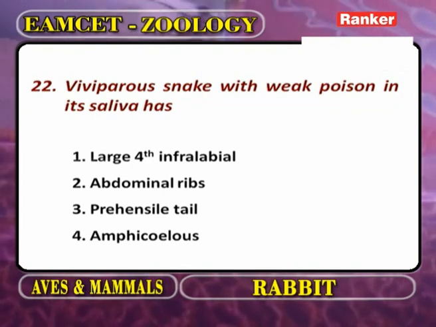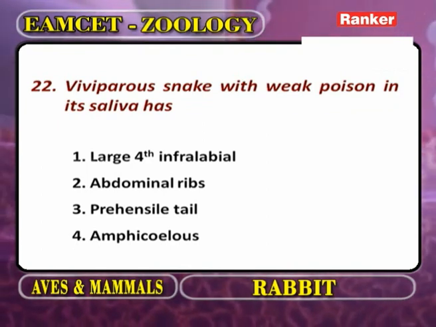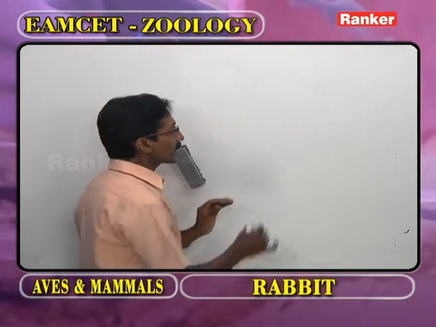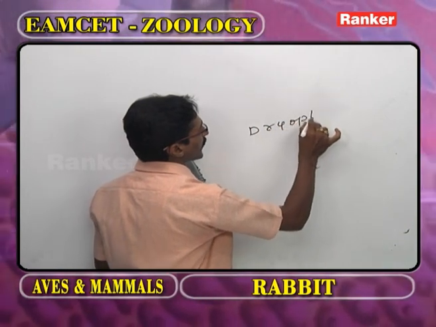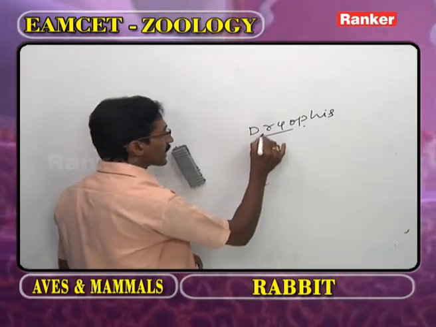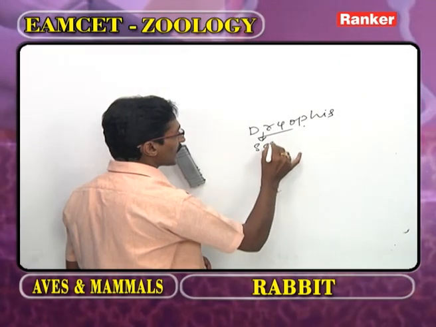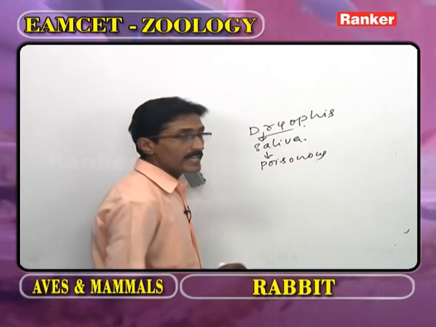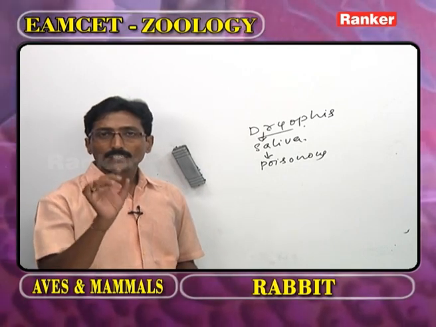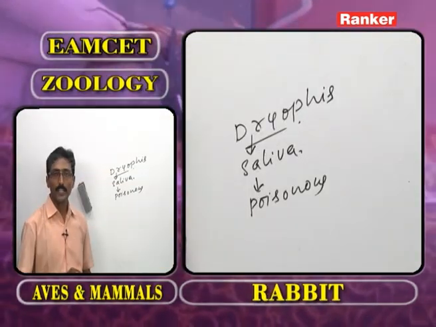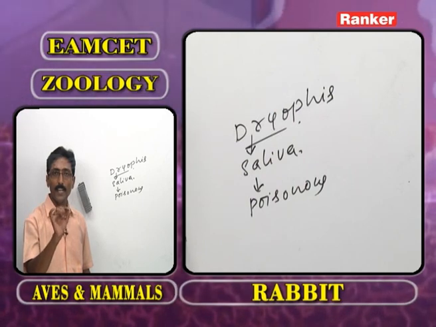Viviparous snake with weak poison in its saliva. Now here, viviparous snake. What are the viviparous snakes? One is sea snakes, over. Vipers, over. What is the leftover? That we call the dryophis. It is a non-poisonous snake. As we observe the dryophis, its saliva is slightly poisonous, but it is not very dangerous. Generally, it is present on the trees. In Telugu, it is called Pasirika Pamu.